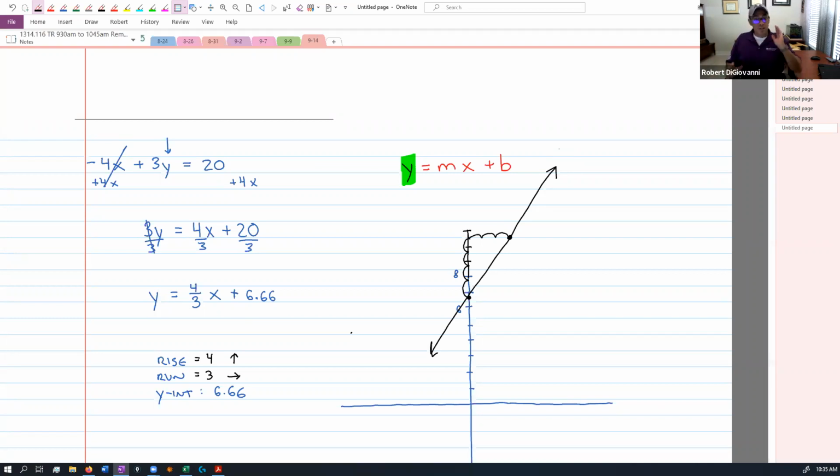This method is just for quick sketching. Okay, it's to get a quick idea of what's going on. Questions?